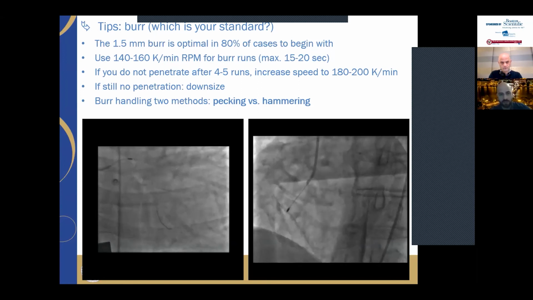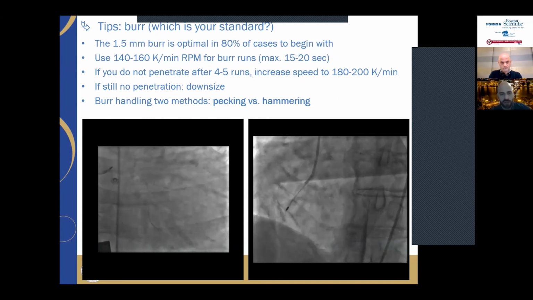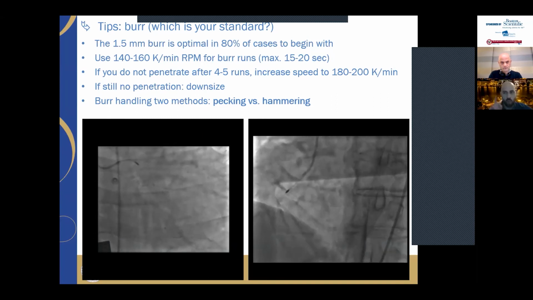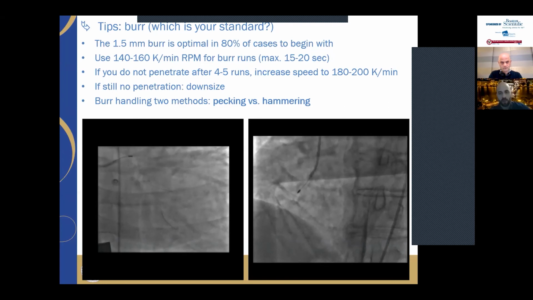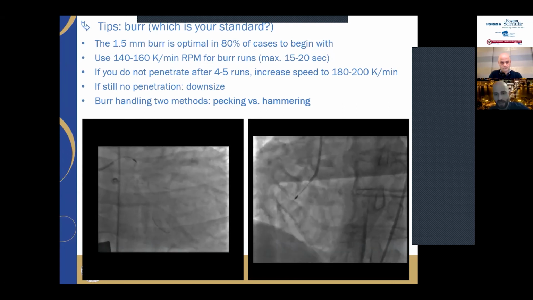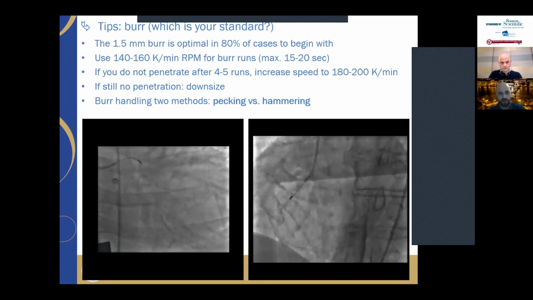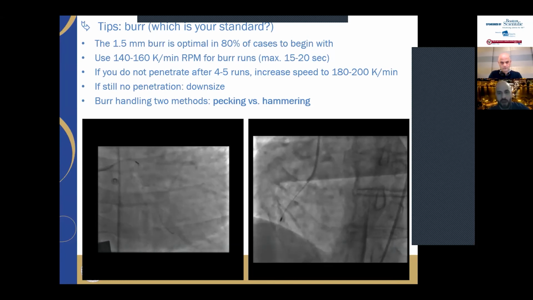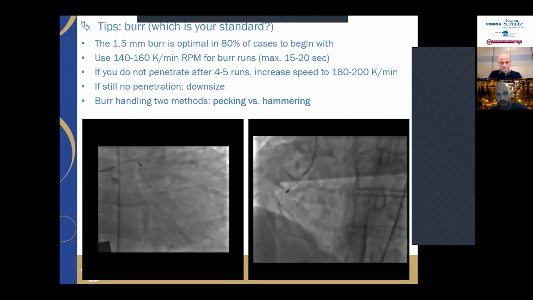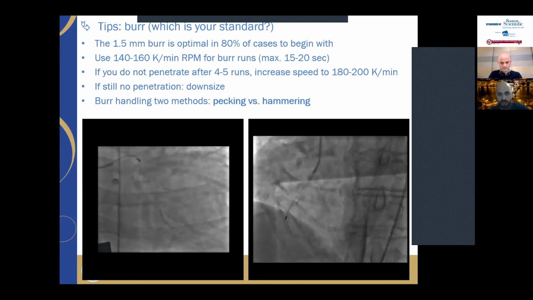I've done several hundred rotational atherectomies in my career. I only experienced one single case when the 1.25 burr at 200 K per minute did not pass the lesion. So only one. I remember it was an old lady. I remember her very well. And that was the only case where there was no penetration of the smallest burr at maximum speed.